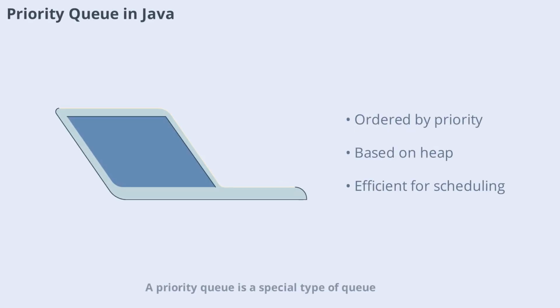A PriorityQueue is a special type of queue where elements are ordered by priority rather than insertion order. In Java, PriorityQueue is based on a priority heap, and elements with the highest priority are served first. This is useful for scheduling tasks or managing resources where order of importance matters.